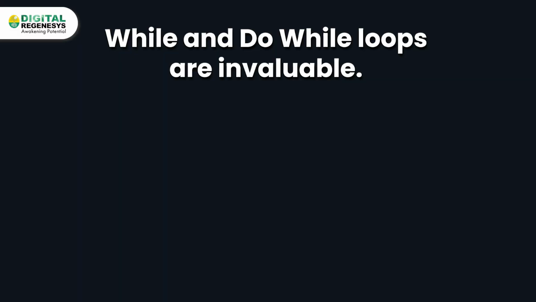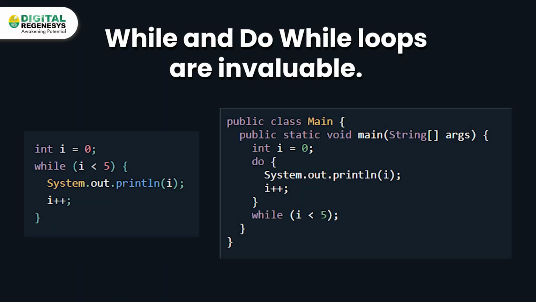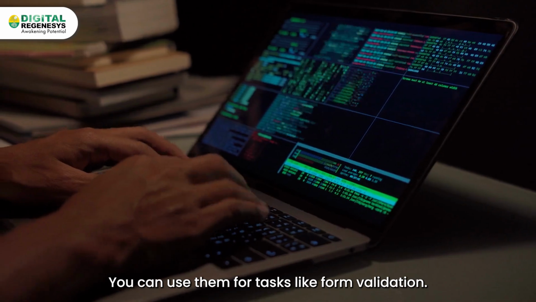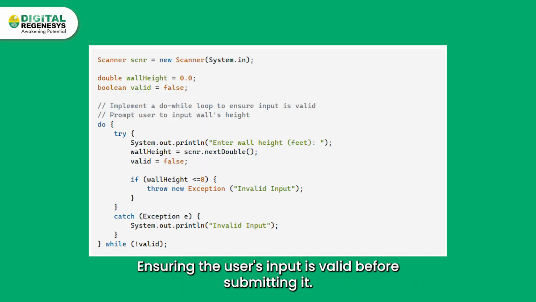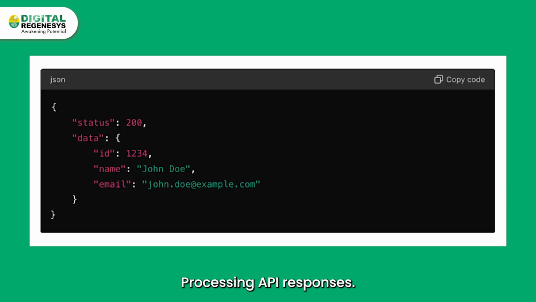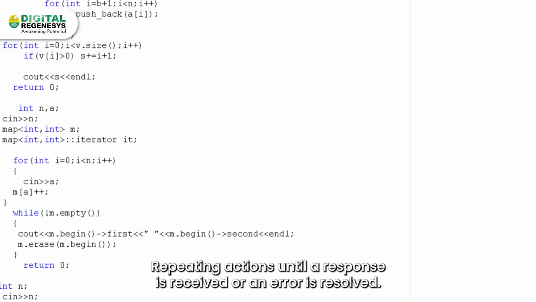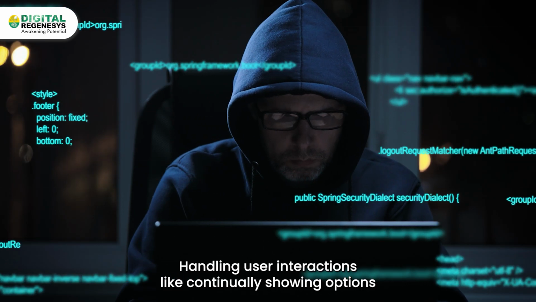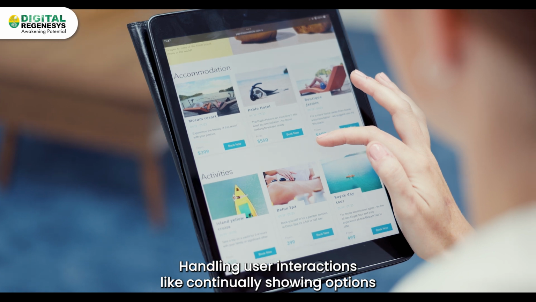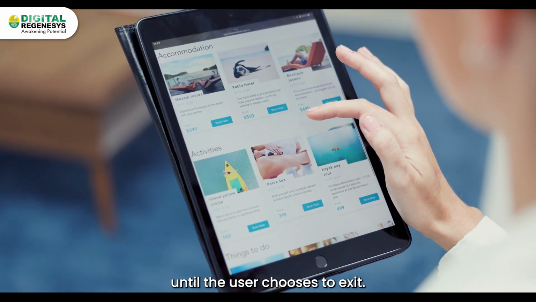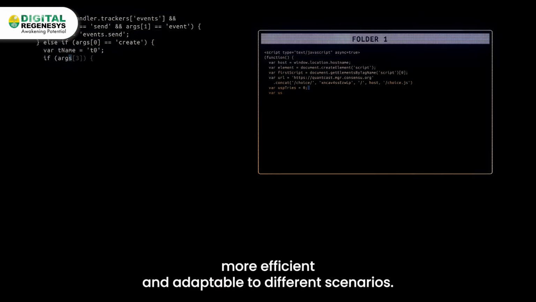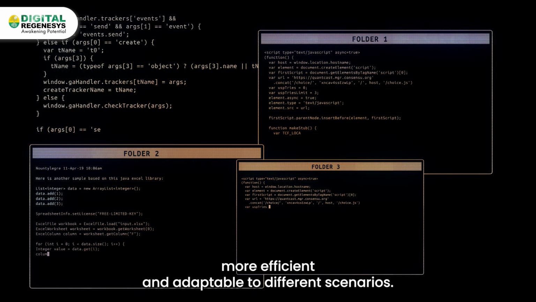In web development, while and do-while loops are invaluable. You can use them for tasks like form validation, ensuring a user's input is valid before submitting it, processing API responses, repeating actions until a response is received or an error is resolved, handling user interactions, like continually showing options until the user chooses to exit. These loops make our programs more efficient and adaptable to different scenarios.